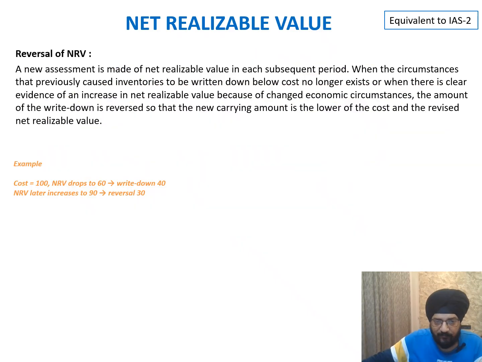Okay, so reversal of NRV. Yes, reversal of NRV is allowed if in a future year my NRV has increased, then we need to reinstate. I need to make sure that inventories are valued at the revised NRV. So a typical example: let's say cost is 100, NRV drops to 60. Write down the 40. But if NRV later increases to 90, then we have to do the reversal of 30. This is how we make sure that we value our inventory at the revised NRV if my NRV changed over a period of time. So let's move to the next slide.